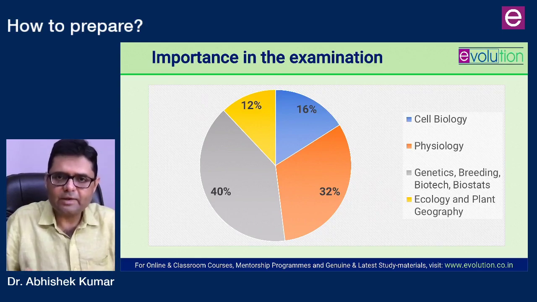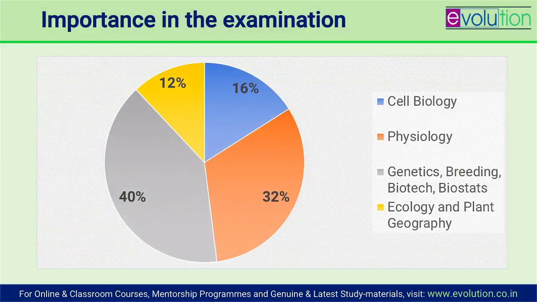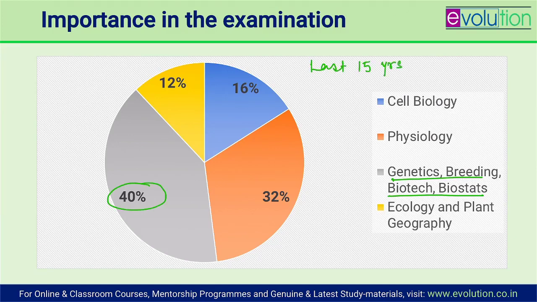Now, coming to the weightage, if you notice, in paper 2, the largest chunk of questions are coming from genetics, breeding, biotechnology, and biostats. If you treat it as one group, it accounts for 40% of questions in the last 15 years. So that's quite a significant weightage.